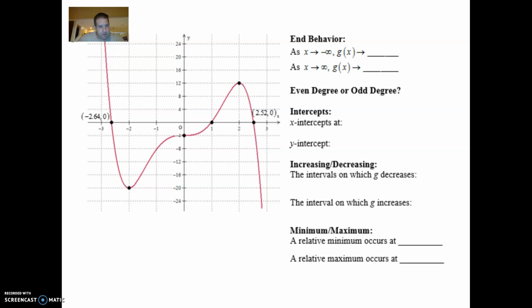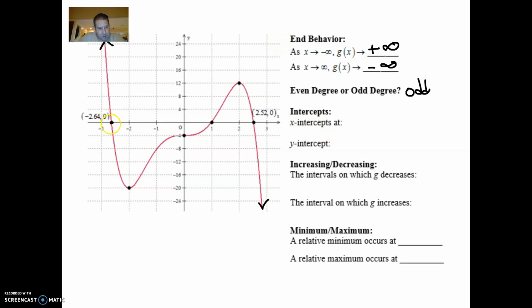End behavior. All right, so remember, this is going up and this is going down infinitely. So the further I go to the left, the further it's going up. The further I go to the right, the further it's going down, which makes it an odd degree because these two are different, one's going up, one's going down. They're not both going the same direction.